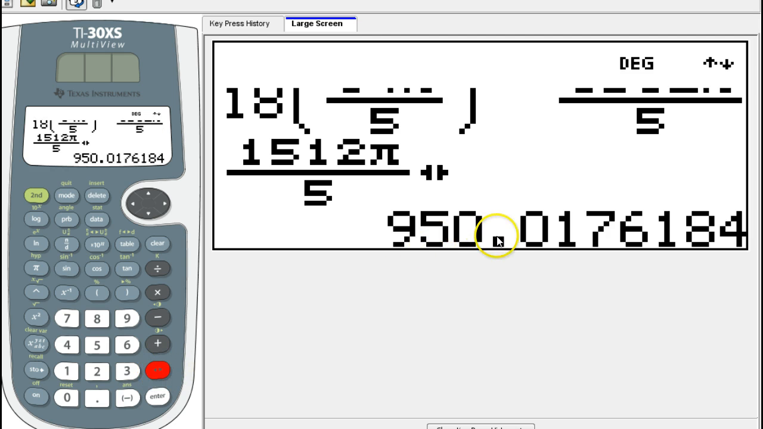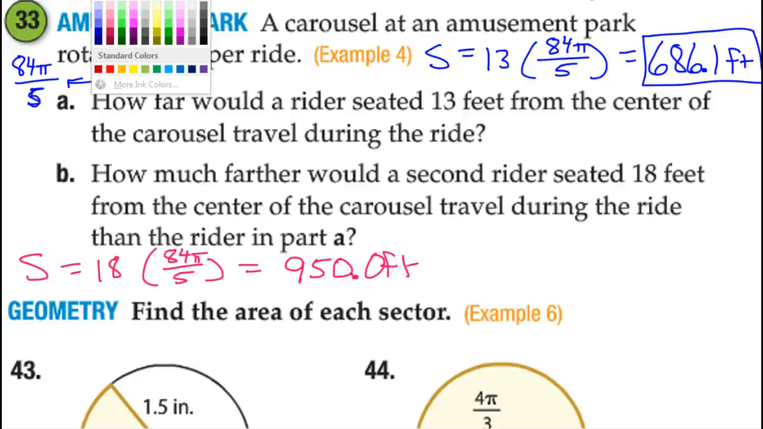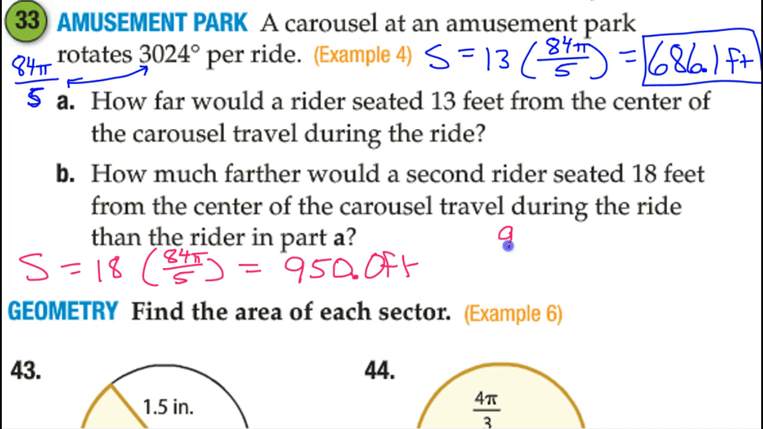Okay, so that's 950.0 feet. So the real question is, how much further is that? To answer that question, we really have to do 950 minus the 686.1. And then that'll be the answer to this question. That'll tell us how much further this really is.